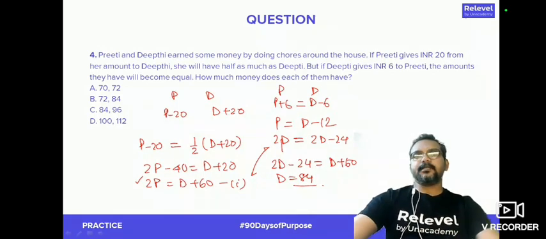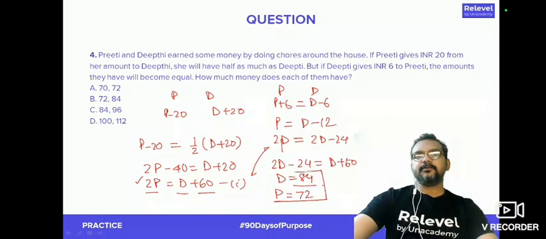So they're asking how much money do they have. So Deepti gets 84 rupees and 84 plus 60 would be 144. So half of that is 72 rupees. So P would be 72 rupees. So 72 and 84 rupees. Option B.